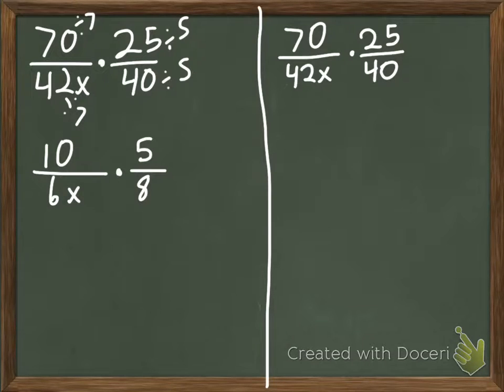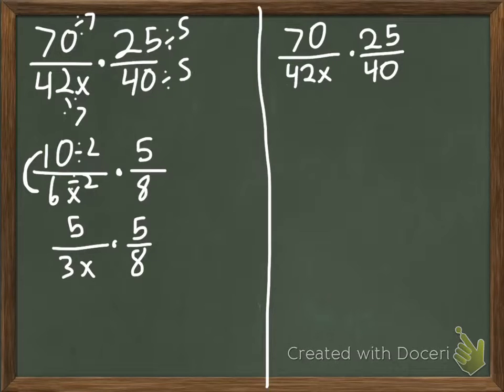Okay, I'm going to stay in the same fraction. I can divide 10 by 2 and 6 by 2. So 10 divided by 2 is 5. 6 divided by 2 is 3x, times 5 over 8. And we haven't been able to do anything with that x. It's just been following along because there's no other x's to reduce it with. So we look. Can I do anything diagonally? Doesn't look like it. Can't reduce anything diagonally, so we just get to multiply across.